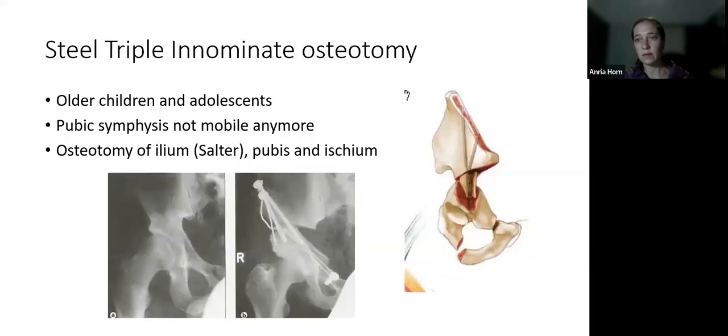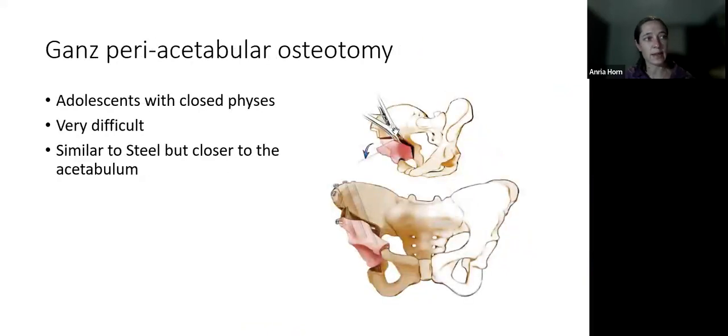This is the Steel. This is also from the book. Hopefully, next time I give this talk, I can show you my own X-rays. So they're slightly older. You still do the Salter, but you can't hinge on the symphysis. You have to cut the ischium and the pubis as well. This is the Dunn. So again, all three bones, but the posterior column of the acetabulum remains intact. So it's a lot more stable, and the patient can walk immediately. And because you're closer to where the actual deformity is, just like with any other osteotomy rule, the closer you are to the fulcrum, the more correction you can get. And it's exactly the same here. So with the triple, you're far away from the center of rotation, whereas this is closer, so it's more powerful.